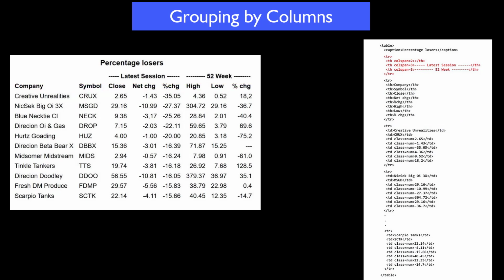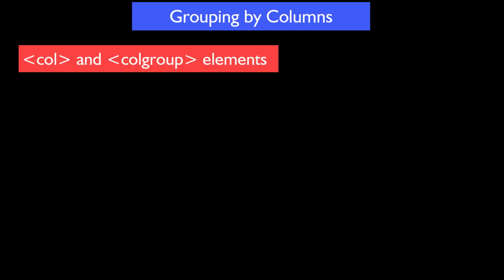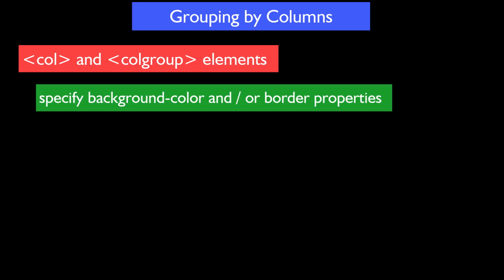The col_span attribute tells the browser how many columns each TH or TD can span. Now, there are 2 additional elements to discuss here: col and colgroup. They can be used to specify a background color and/or border properties for all cells in a column or span of columns. Let's start with the col element.